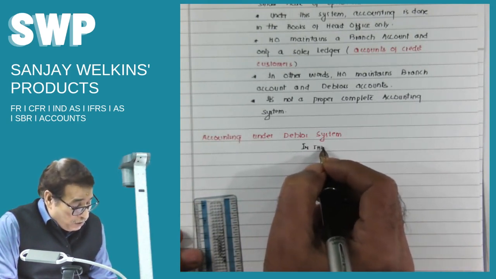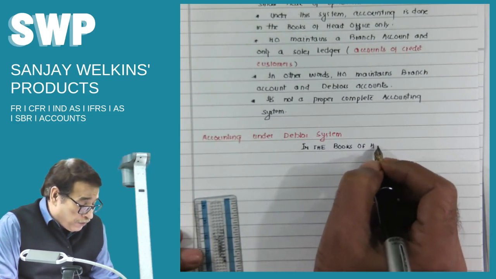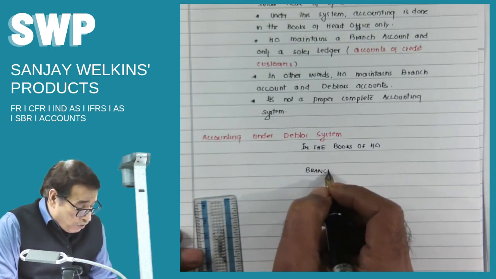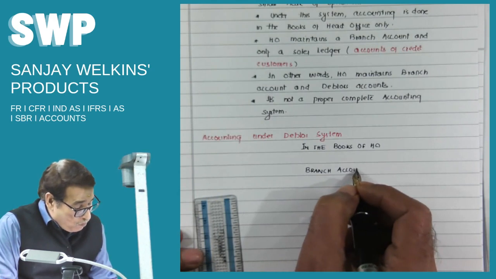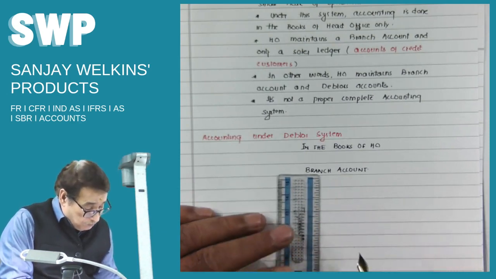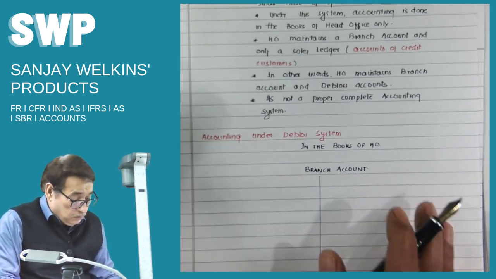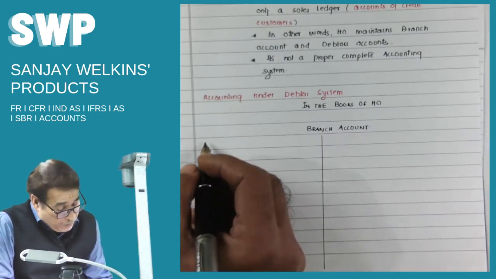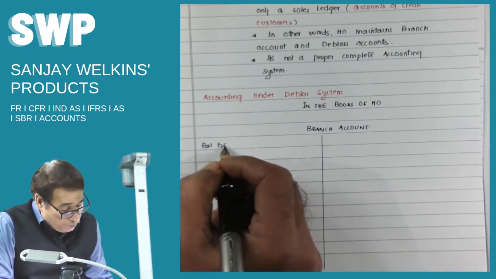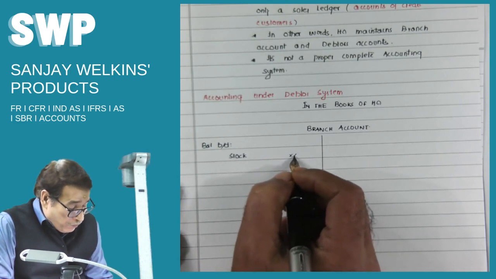First of all, you should write the title: in the books of head office. In the books of head office, we'll maintain a branch account. And generally the format will look like this, and I will explain it later on. First, you write the format. Balances brought down: stock. A simple format I am providing.